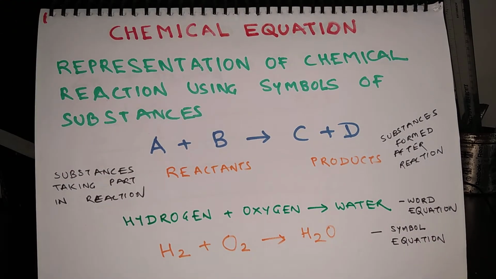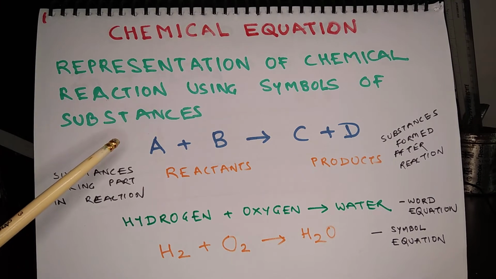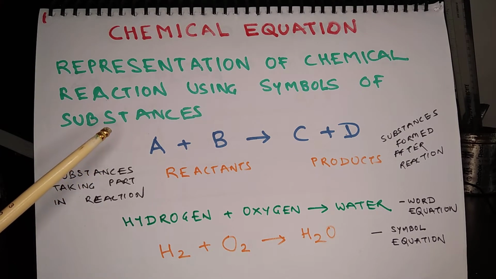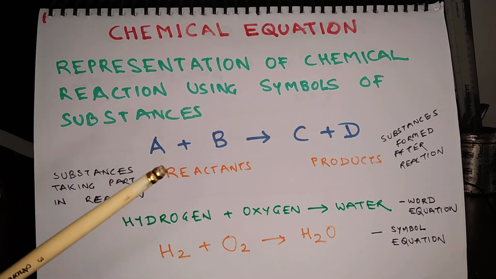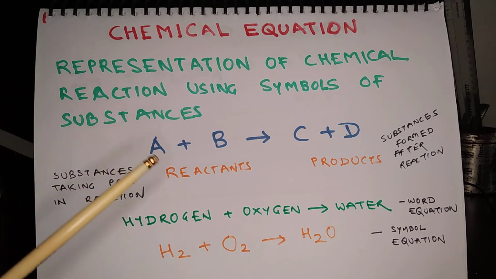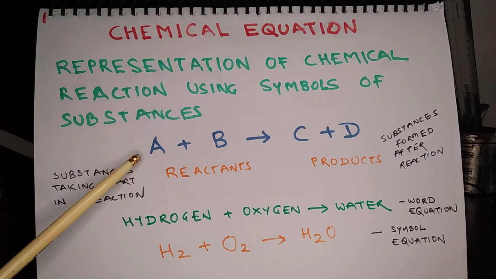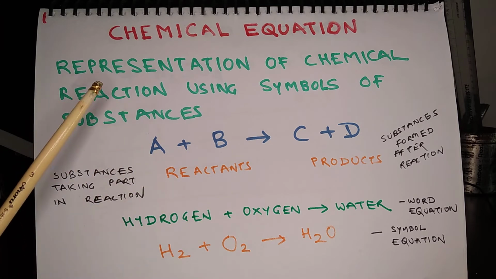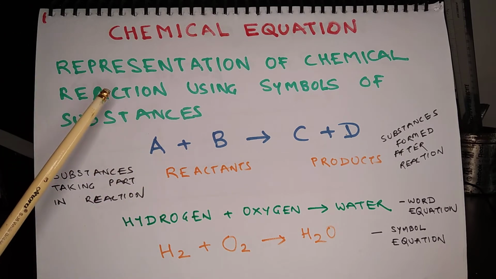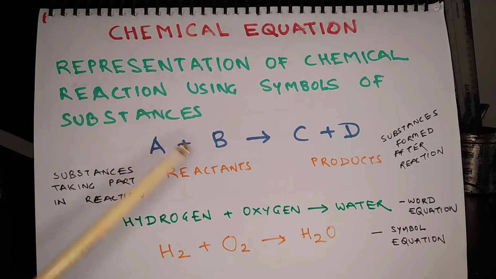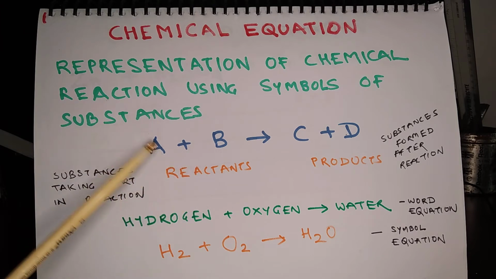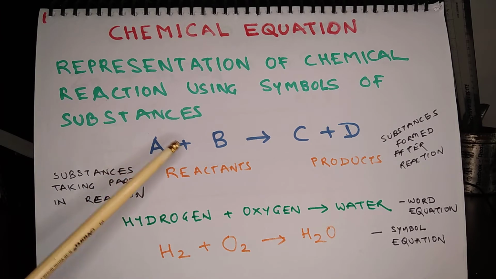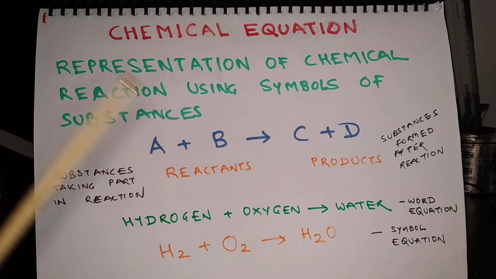Now, what is a chemical equation? When we represent a chemical reaction using symbols of substances, then it is called a chemical equation. So, there is one example. A plus B is equal to C plus D. There is a simple prototype chemical equation where you separate substances by plus sign and arrow.